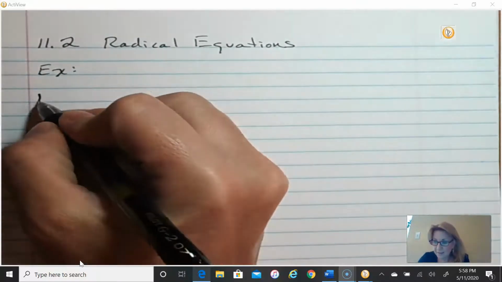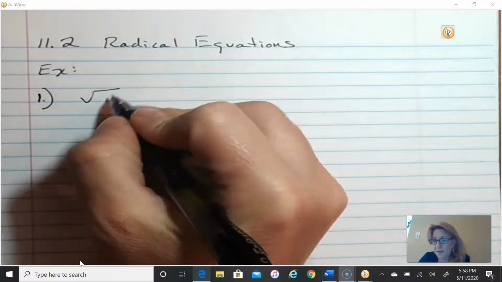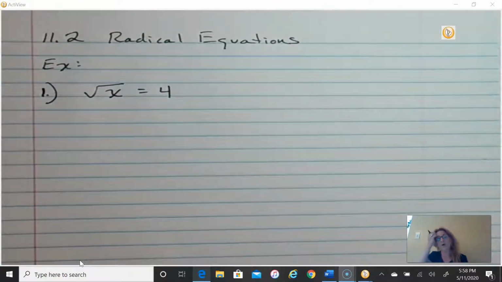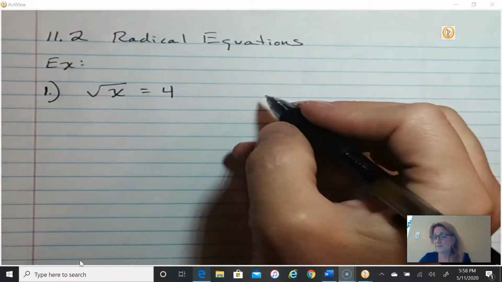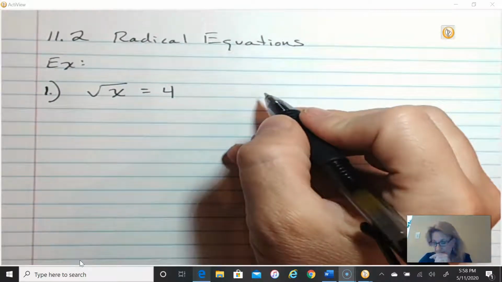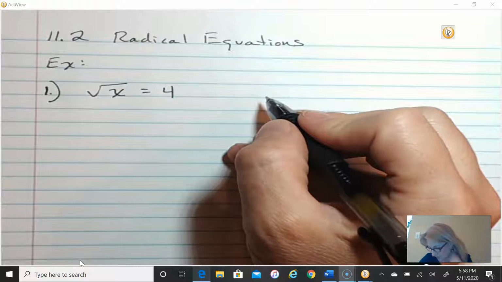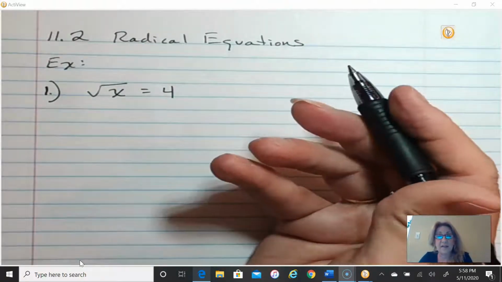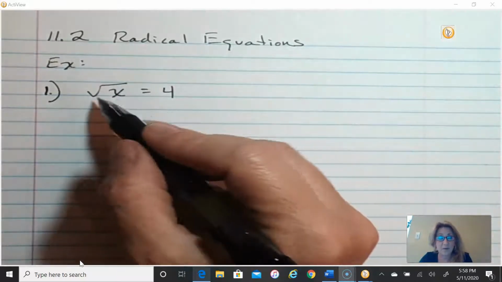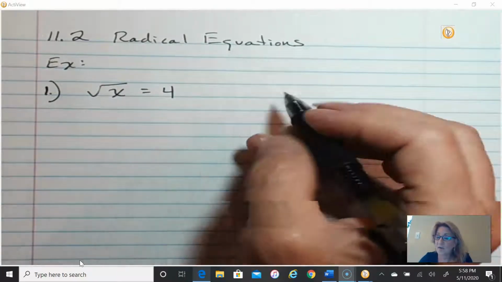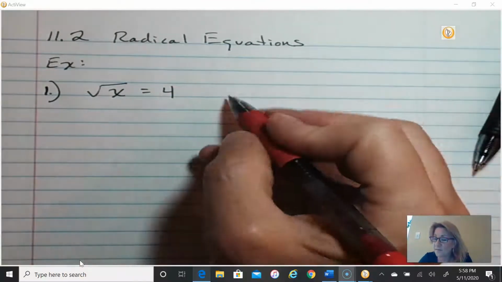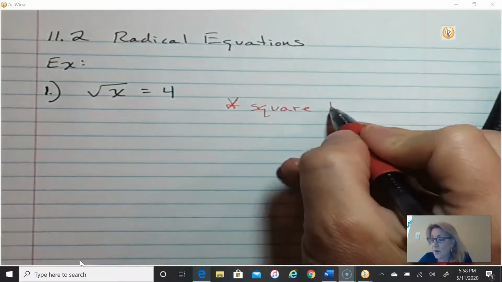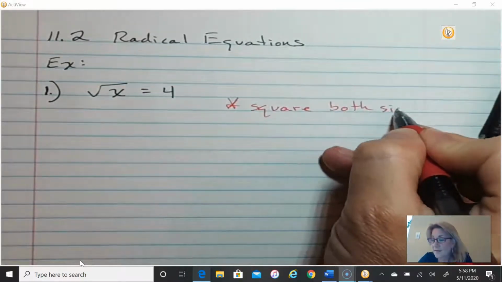So let's say I have the square root of x equals 4. Now, we want to find out what equals x, but it's under the square root, right? So the first thing you do is square both sides.